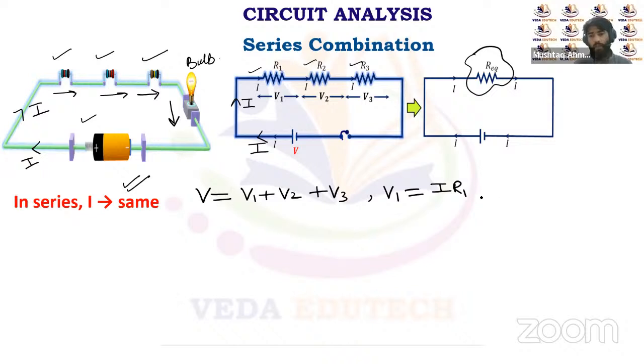And similarly, V2 will be equal to I multiplied by R2, because I is the same current flowing through all these three resistors. And V3 will be equal to I multiplied by R3, right?